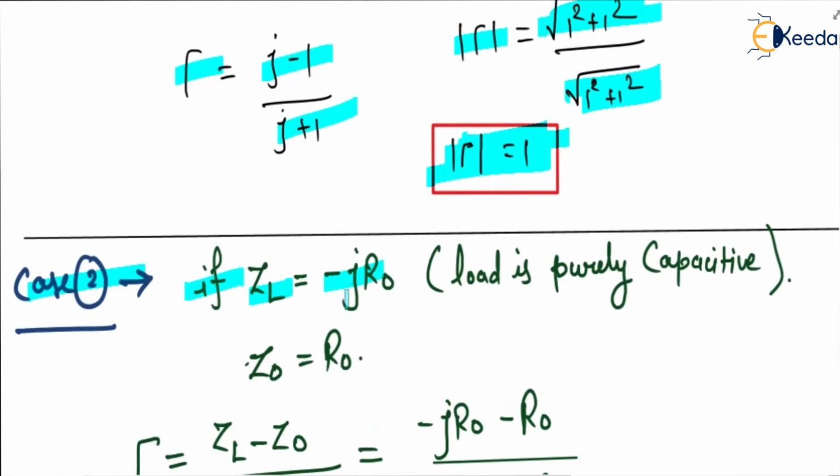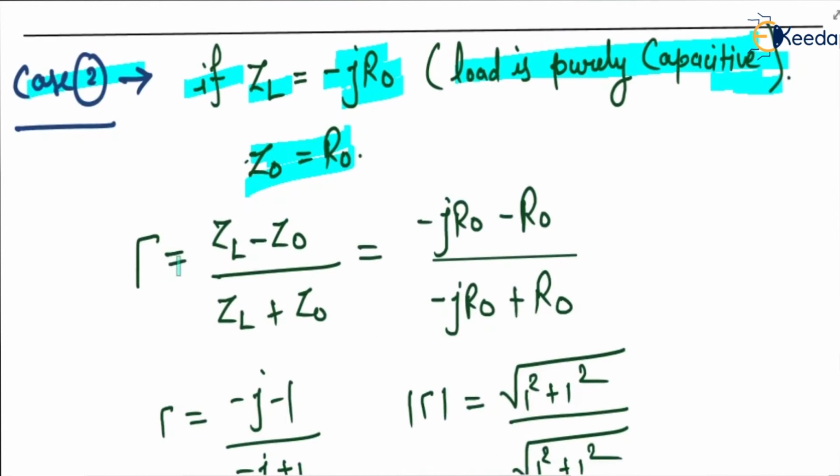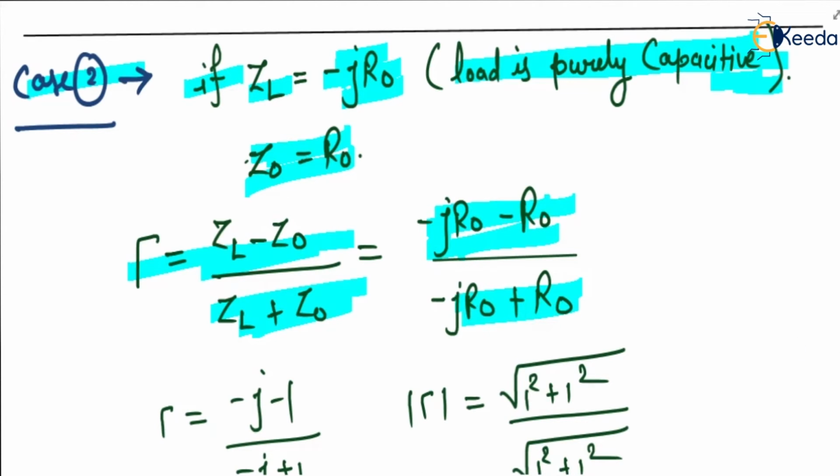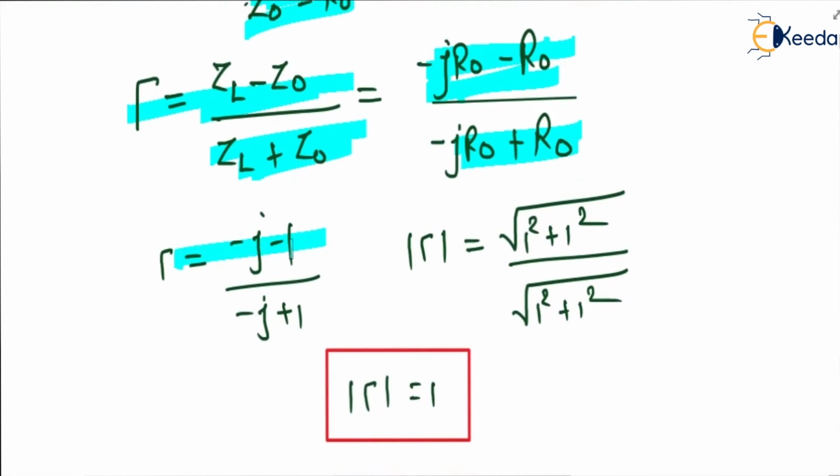Case number 2: if ZL is equal to minus jR0, it means the load is purely capacitive, and Z0 is equal to R0. So gamma is equal to ZL minus Z0 upon ZL plus Z0. It means minus jR0 minus R0 divided by minus jR0 plus R0. So gamma is minus j minus 1 upon minus j plus 1, and mod gamma is under root of 1 square plus 1 square divided by under root of 1 square plus 1 square. So mod gamma is equal to 1.